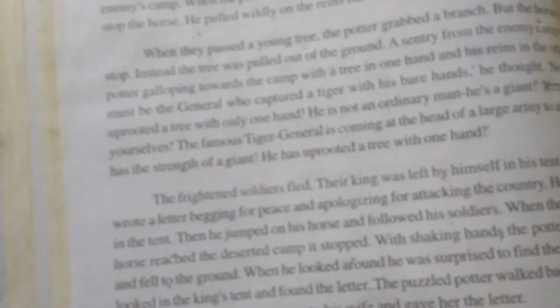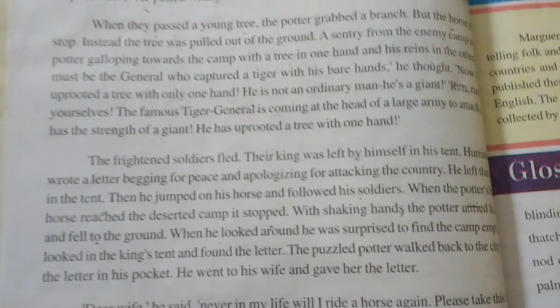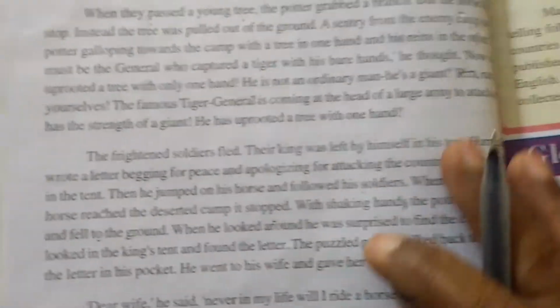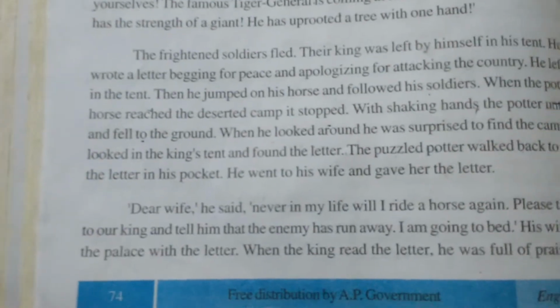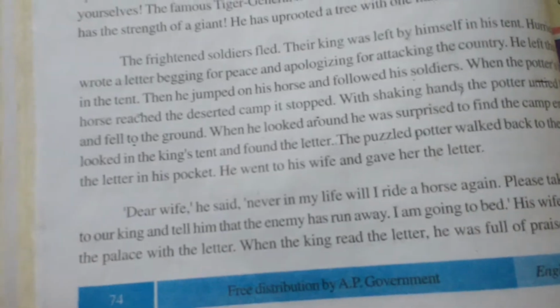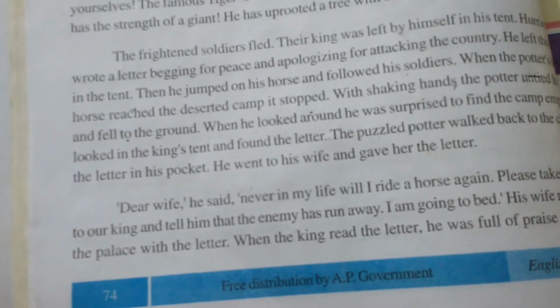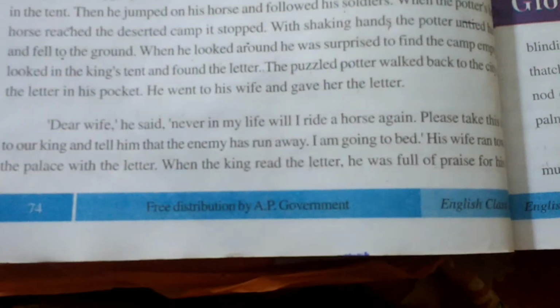Today we will finish the lesson, second unit, reading the plot. So everybody went away, including the king also, the enemy country king. They all fled. Next, what happened? By writing a letter, he kept a letter there. He is asking sorry and also peace for the country. He left the letter there and went out. The enemy king went out on his horse.